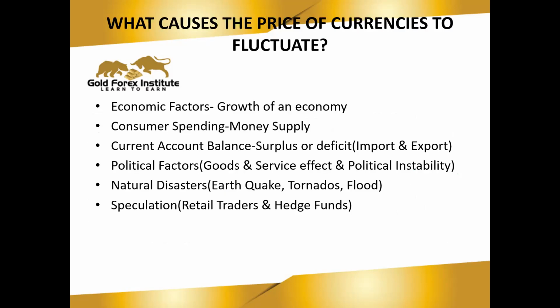And then what caused the price of currencies to fluctuate? We say foreign market, what do we do? Why is it? What made the price go up and down? Number one, economic factors, growth of economy. The country's economic factors can make the price change. If your economy grows, definitely your currency will grow. And when your currency grows, it is not your price that has changed, your currency price has changed.